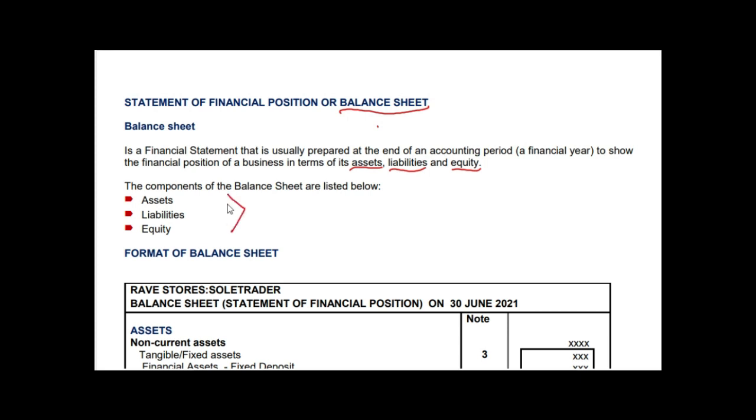So those components are assets, as we want to see the position of the business in terms of its assets, in terms of its liabilities, and also equities. Meaning under the balance sheet we have only three components. And then now let's get to the format of the balance sheet.